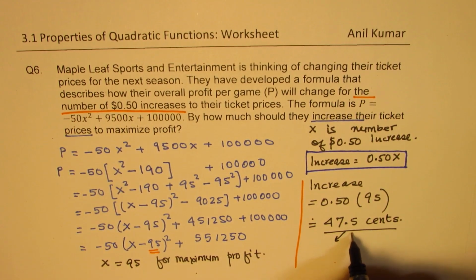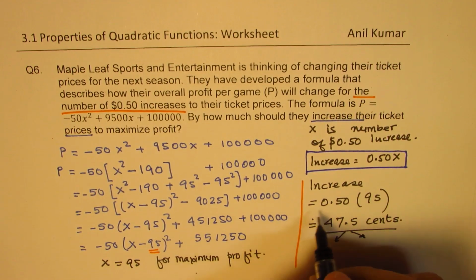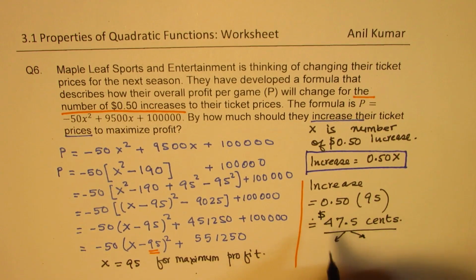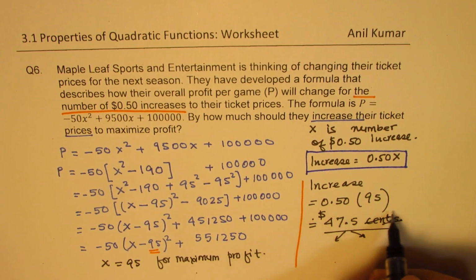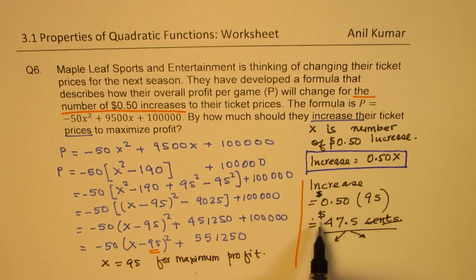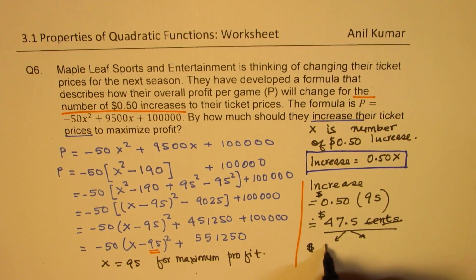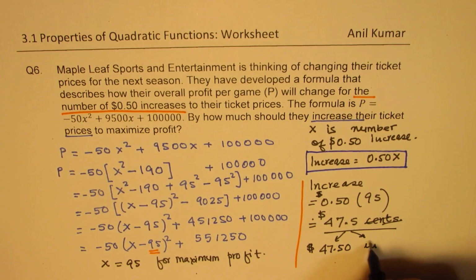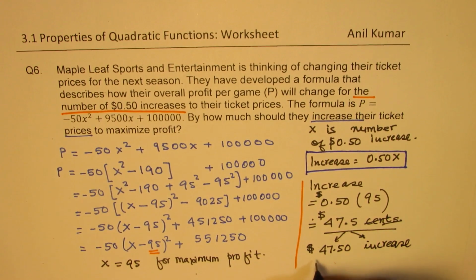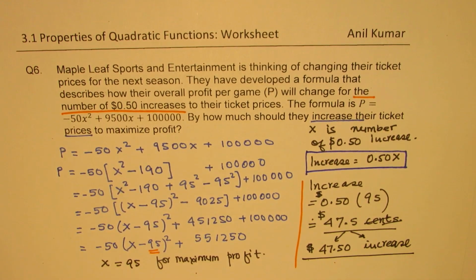So this is in dollars, not in cents. Okay, so we could round this to $47.50 increase. So that is what is recommended. You could round this to $48 or $47, but that gives you the maximum profit from the given condition. So I hope that makes sense.